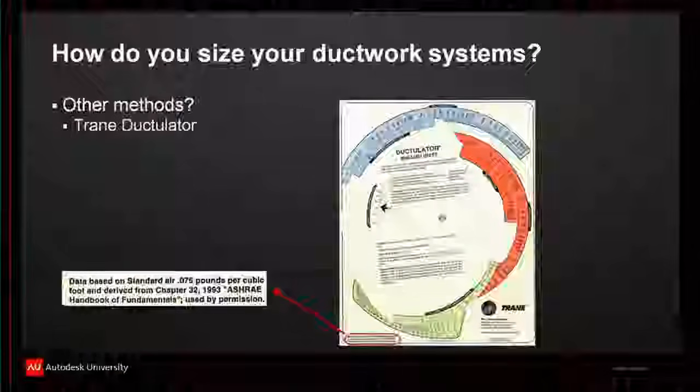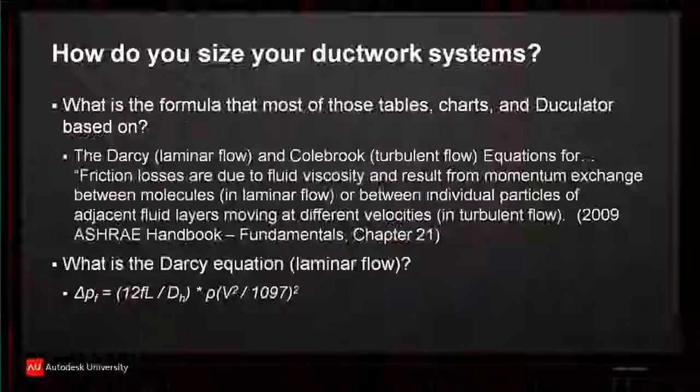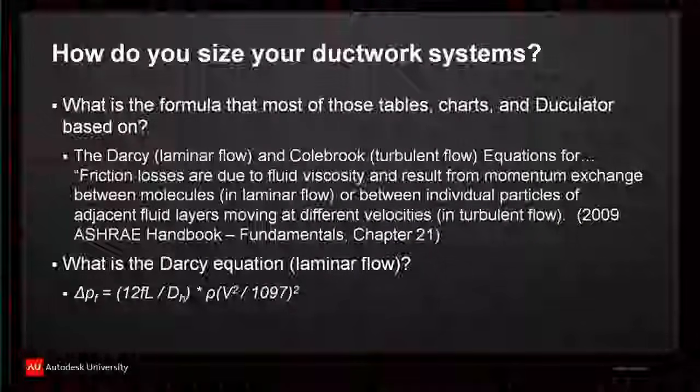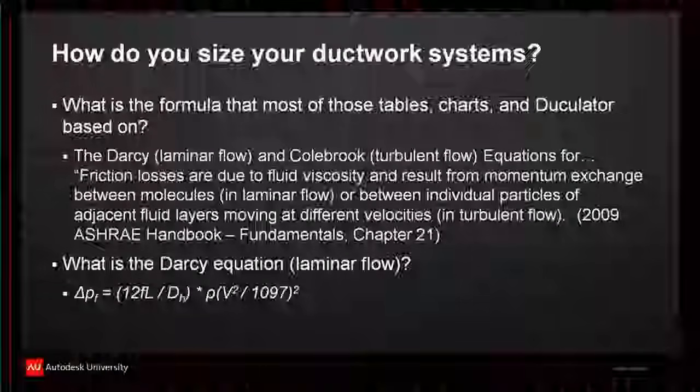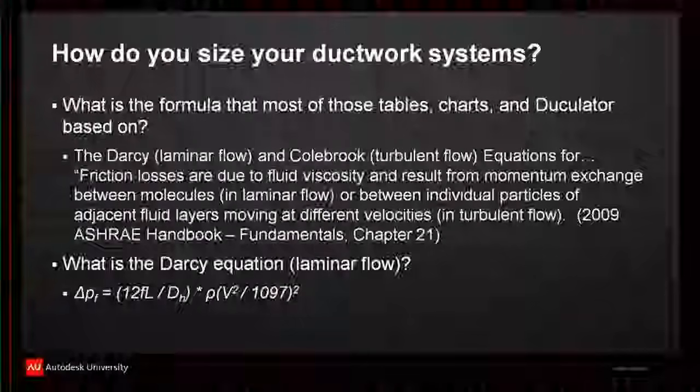So basically the ductulator comes straight out of ASHRAE. What are those formulas and charts based on? Well, straight out of ASHRAE again. It's based on the Darcy or the Colebrook equation, laminar or turbulent flow. And it basically says that the friction loss can be defined by this formula down here: 12 FL over the hydraulic diameter, times rho times velocity squared, divided by 1097 squared. Okay? So that's what we're going to focus on.